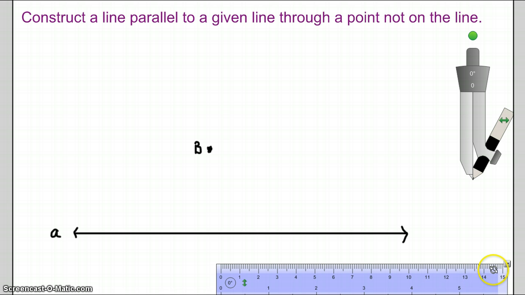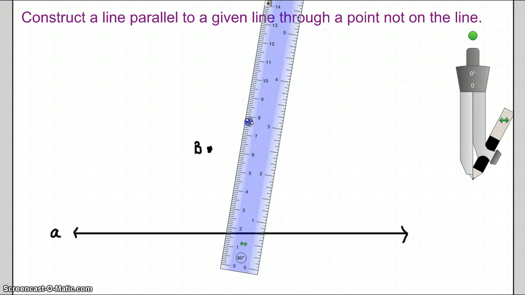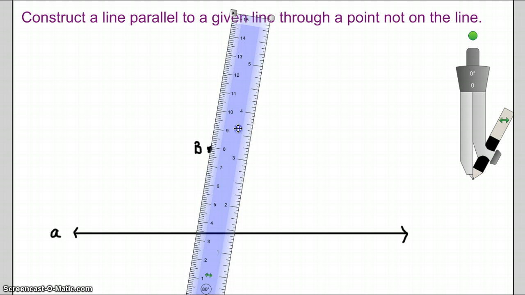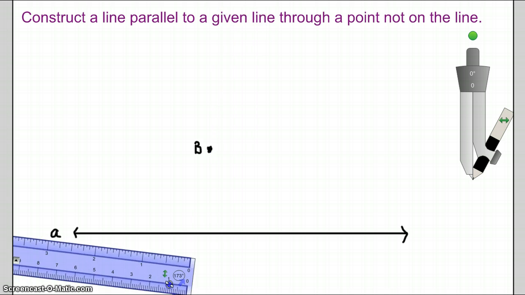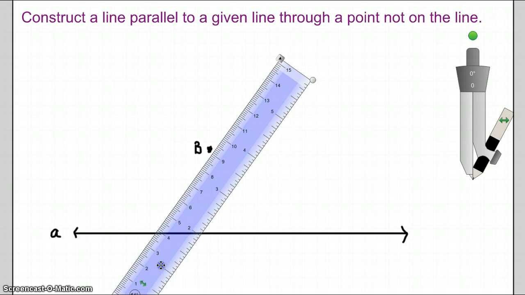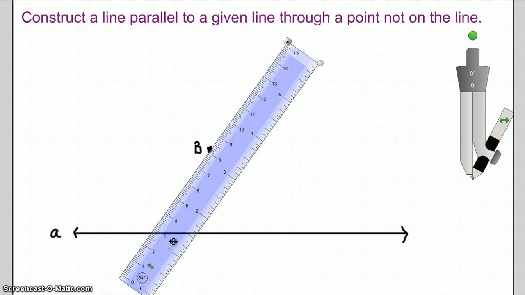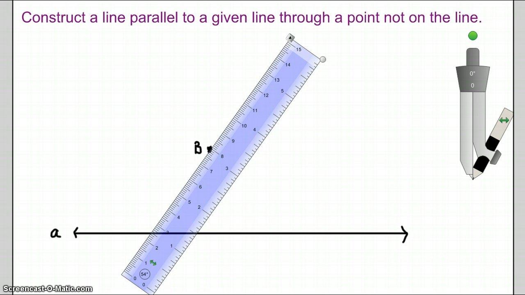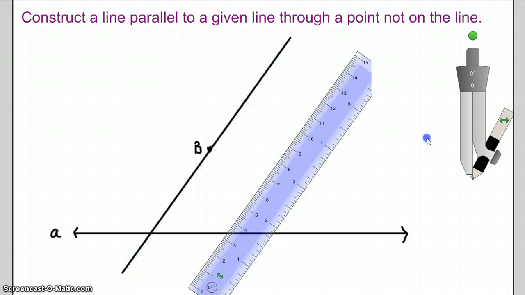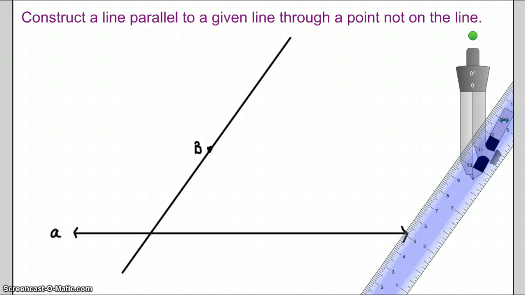The first thing we want to do though is draw our transversal. So use your safety compass as a straight edge. And you can draw your transversal, making sure that it intersects the line and goes through your point B. Okay, a transversal is a line, so we want to put arrows at the end. Okay, and now we're ready to start.